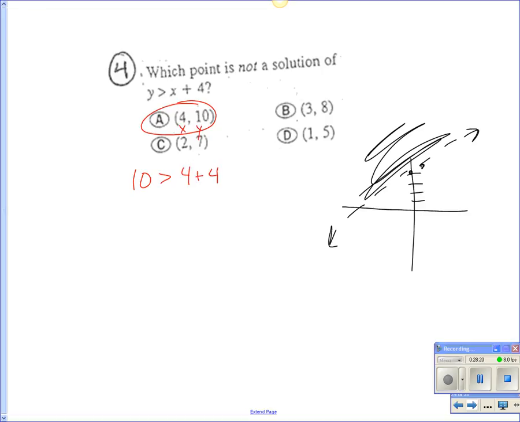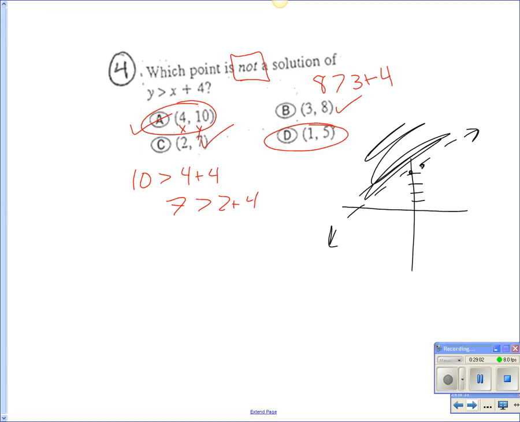Is 10 greater than 4 plus 4? So that one works. Let's try B. What gets plugged in for Y? 8. What goes in for X? Is 8 greater than 3 plus 4? All right, let's test C. What goes in for Y? 7. X is 2 plus 4. Is 7 greater than 2 plus 4? So D is not a solution. Okay.